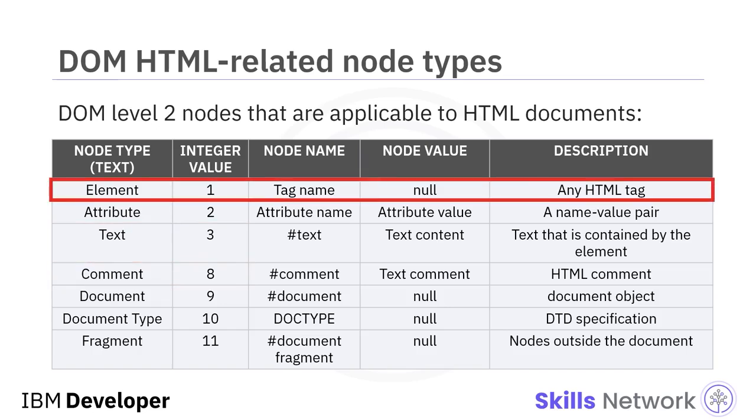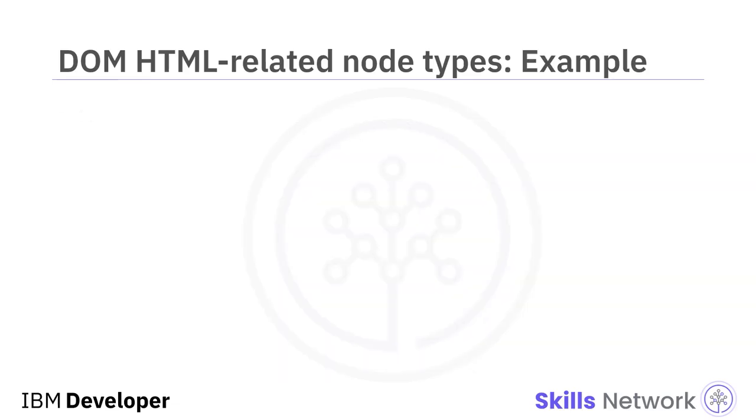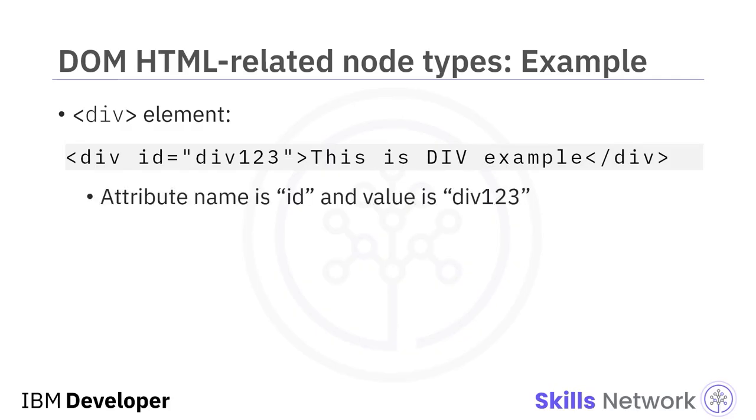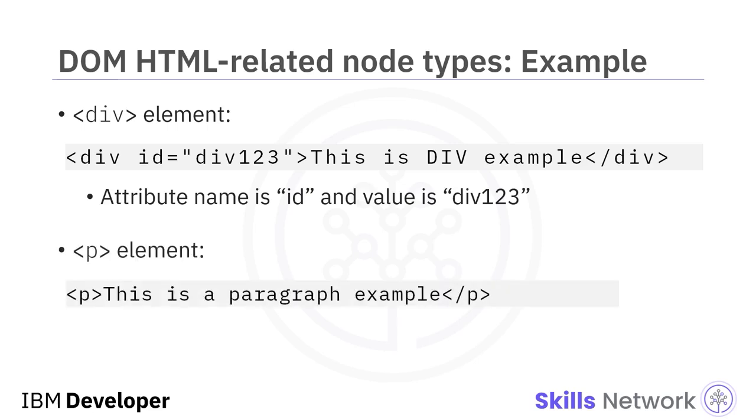In the DOM tree, the node name for element node type is the name of the element or tag. For example, if you are looking at a div element, the node name is div. If the div element has an attribute like id equals div123, then the attribute name is id, and the attribute value is div123, which is the name-value pair. Another example, if a paragraph element is followed by some text, the text string has a node name of #text, and the node value is the text string itself.